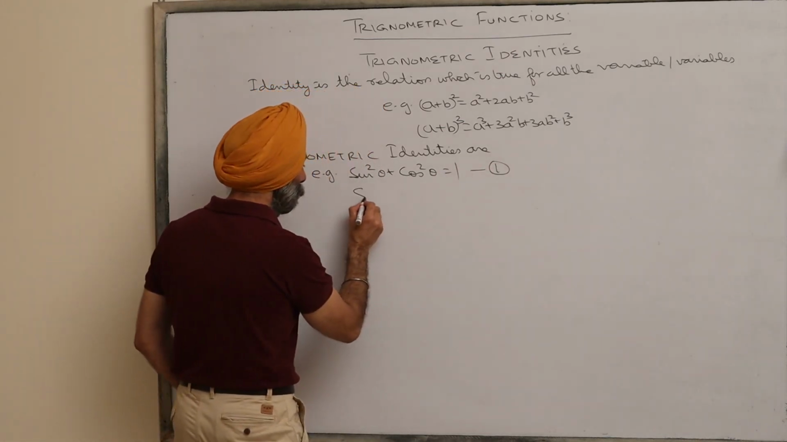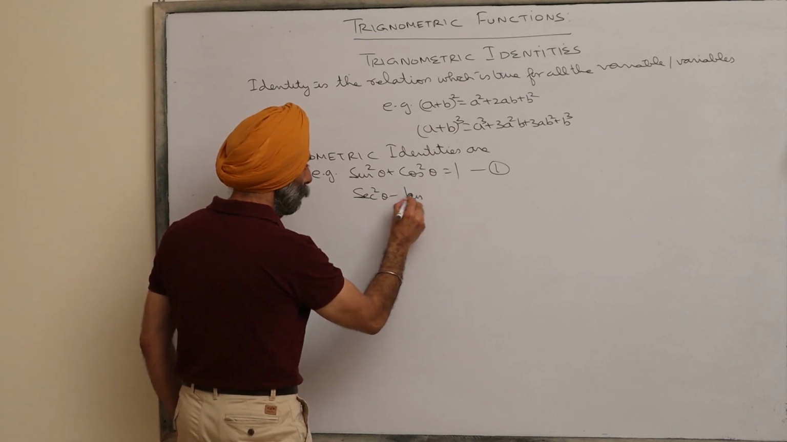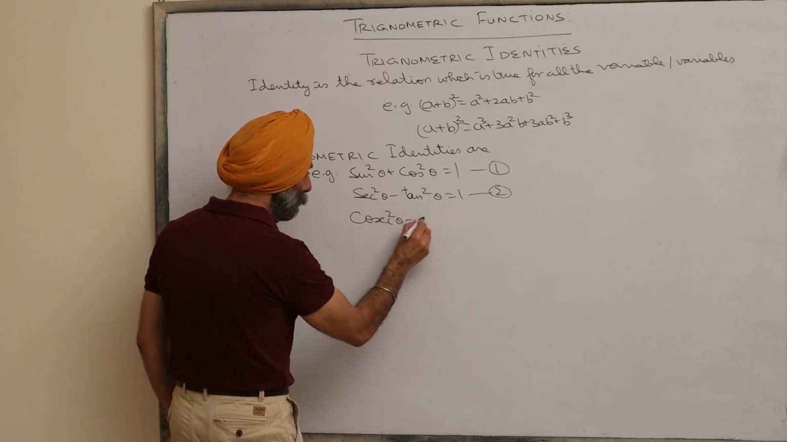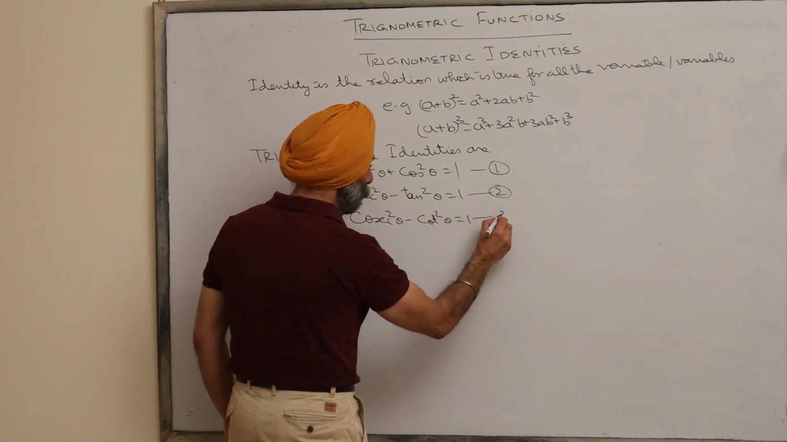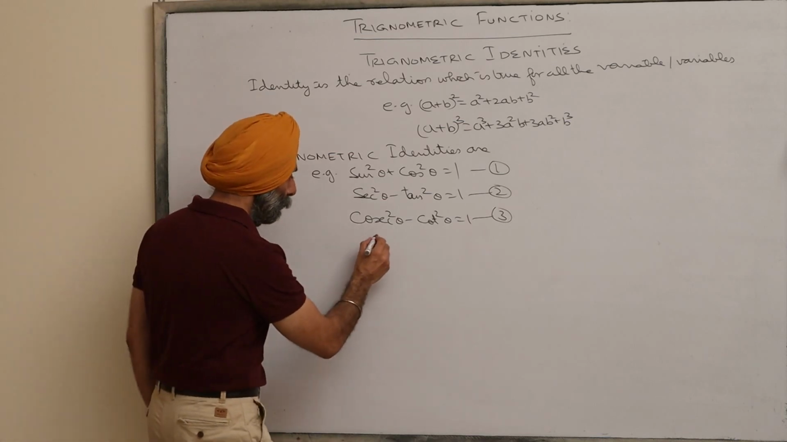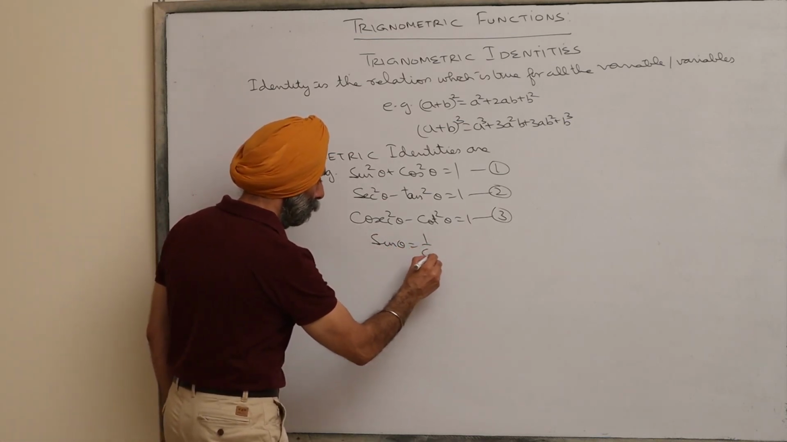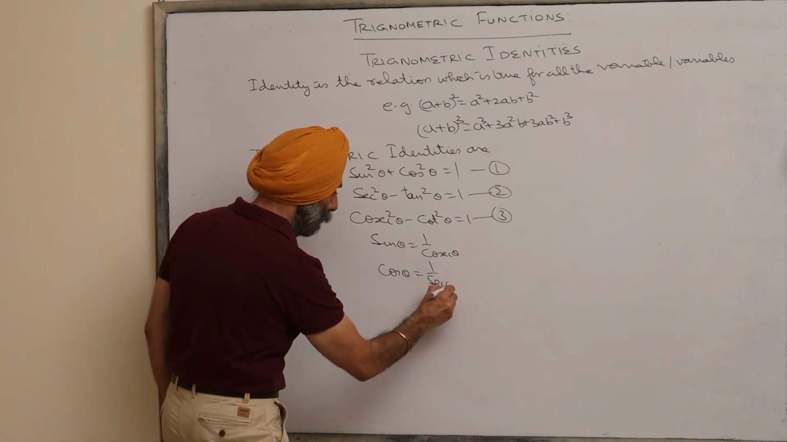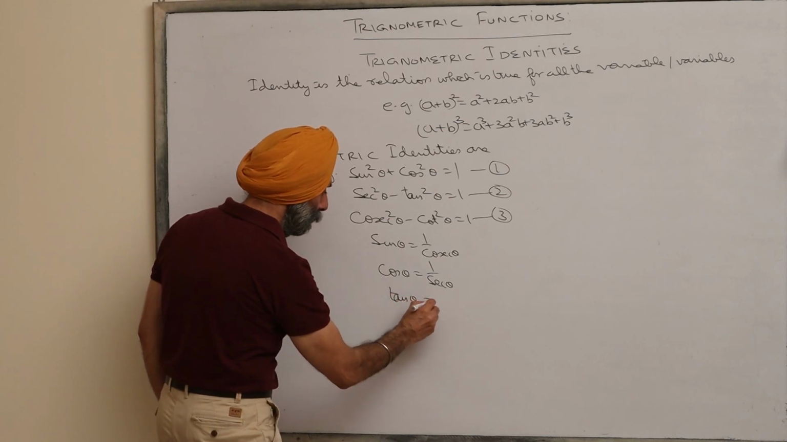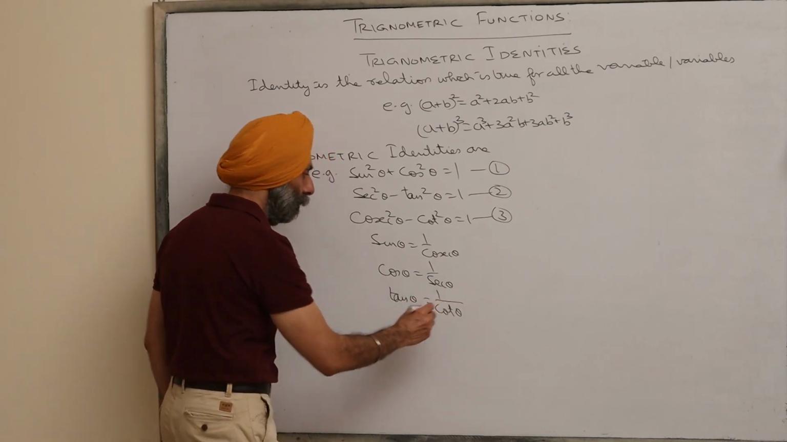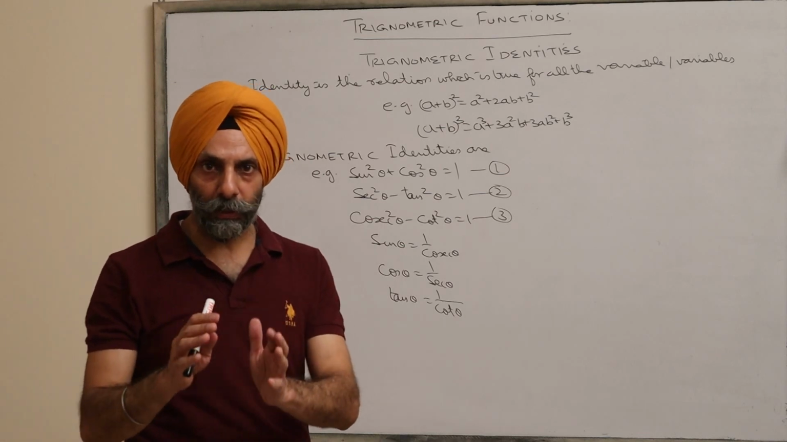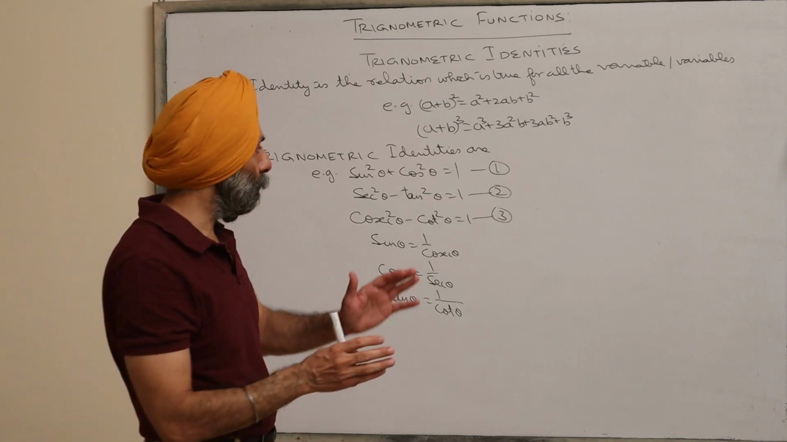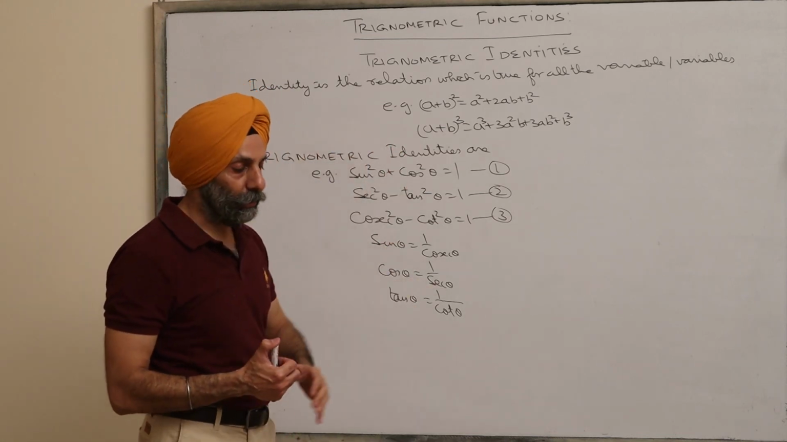Now, secant square theta minus tan square theta, this is 1. Then you have cosecant square theta minus cot square theta, that is 1. Then you have sin theta, which is 1 over cosecant theta, cos theta, which is 1 over secant theta, and tan theta, which is 1 over cot theta. So these are your basic trigonometric identities. So today's topic is exactly based on the trigonometric identities.